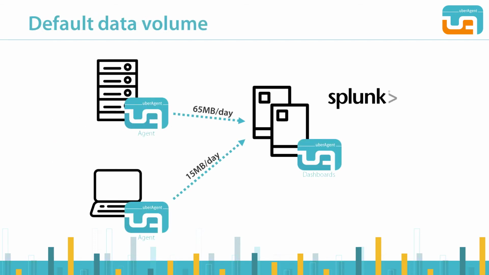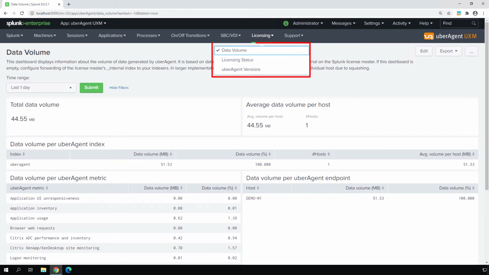However, if you just want some figures for a very rough first calculation, use the following values for typical clients and servers. The typical data volume per single user client and working day is 15 megabytes. The typical data volume per multi-user RDS, Citrix or VMware server and working day is 65 megabytes. To get accurate numbers, install UberAgent and go to the Data Volume dashboard.